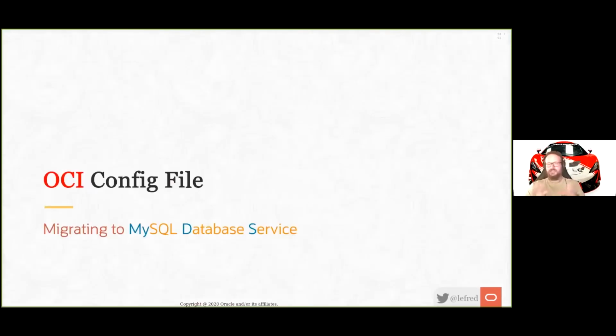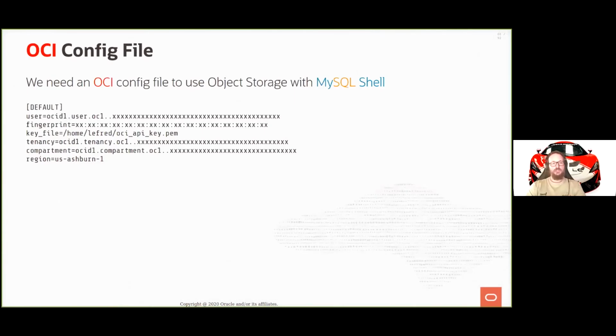I said the most complicated part was the VPN, and the second most complicated is this file. If you use Terraform, you should know OCI config files, so you may be comfortable with it. But if not, this is what it looks like. You need to create this OCI config file to be able to connect with anything like Terraform. In our case, it is to use MySQL Shell to connect with OCI.